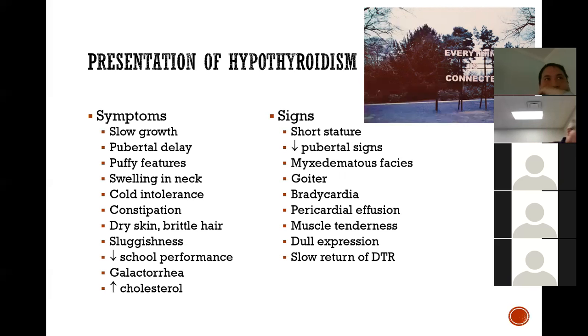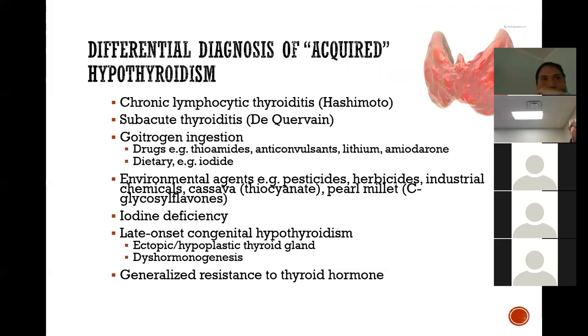The other one on physical exam, especially if someone really has hypothyroidism, is you're going to get a slow return of your reflexes. Basically it's a slowed relaxation phase. So it'll come up, but then it will come down slower than usual. So those are things to look for.